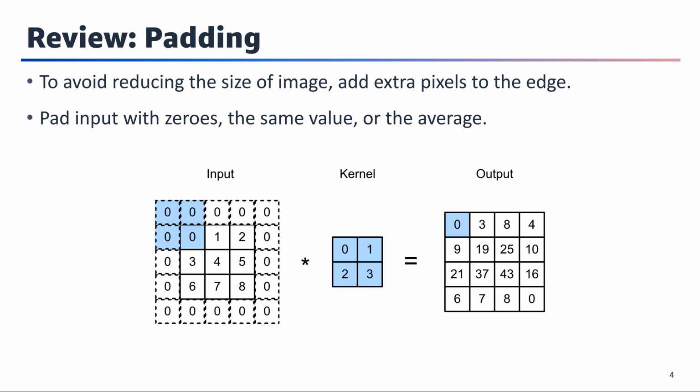Recall that padding is a technique used in convolutional neural networks to avoid reducing the size of the input image during the convolution operation. By adding extra pixels around the edges of the image, we can ensure that the output feature map maintains the same spatial dimensions as the input.